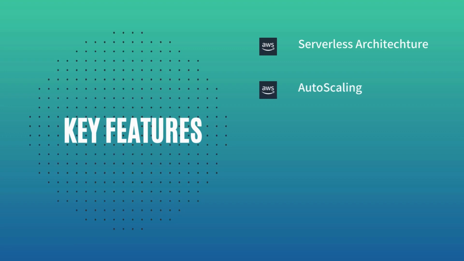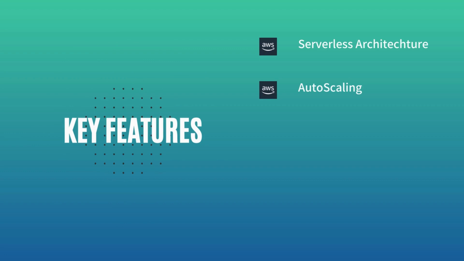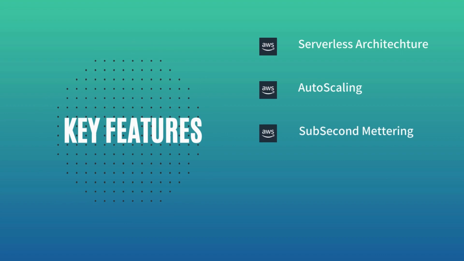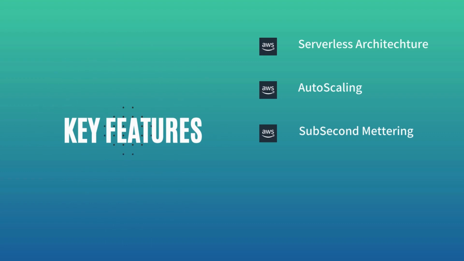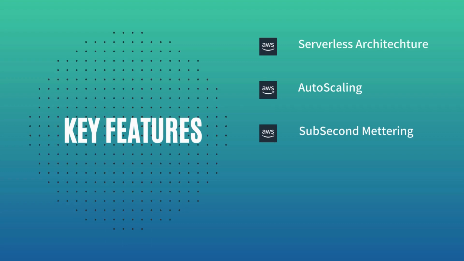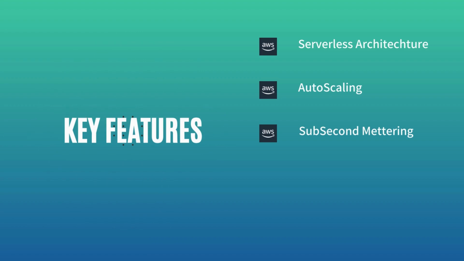Auto scaling. Auto scaling is a feature of AWS Lambda which allows the compute capacity to increase or decrease depending upon the demand. Sub-second metering. Lambda costs based on 100 milliseconds of compute time. So every 100 milliseconds you use the compute power of AWS Lambda, you will be charged accordingly.